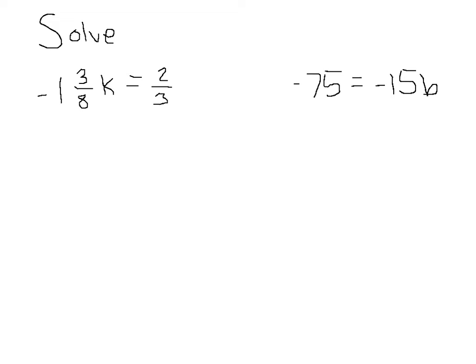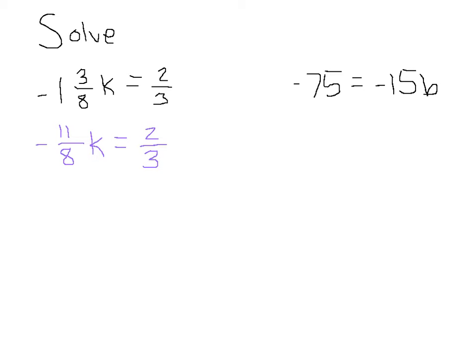Because it's a negative, it'll stay a negative. Because the denominator is 8, the denominator will stay 8. We have to multiply the bottom by the big number. 8 times 1, we ignore the negative. 8 times 1 is 8. Then we have to add 3, that gives me 11. So we're changing that to negative 11 over 8 k equals 2/3.